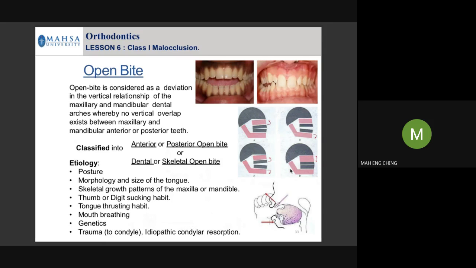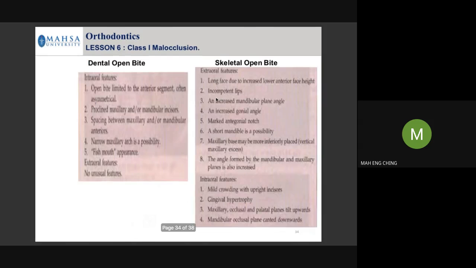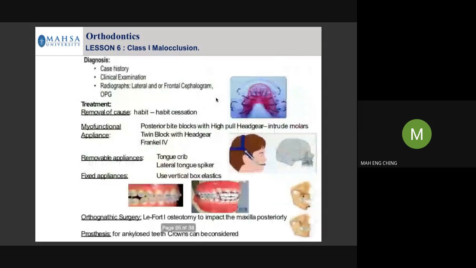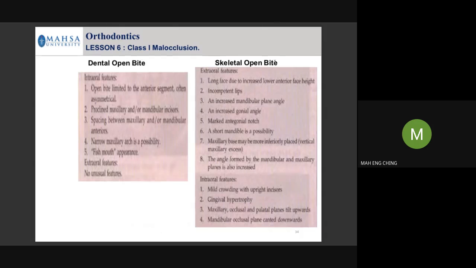Open bite, again, is another very difficult malocclusion to solve. Sometimes it can be due to thumb sucking, then you have to ask the patient to stop this habit, and the teeth will slowly come together. Again, they divide into dental open bite and skeletal open bite, and for both you have to treat with a different method. When it comes to skeletal, sometimes you need surgery. But when it comes to dental, mostly braces can settle it.